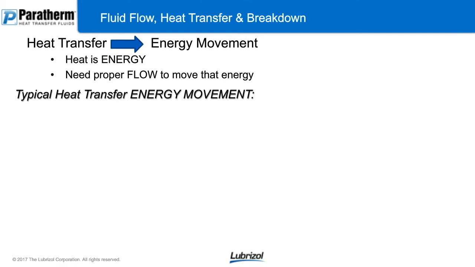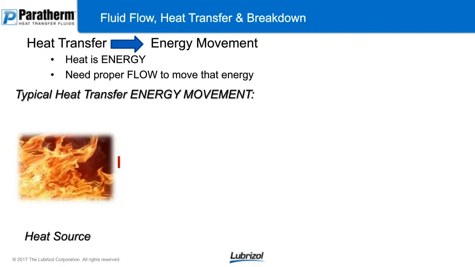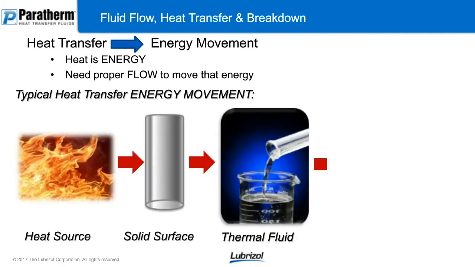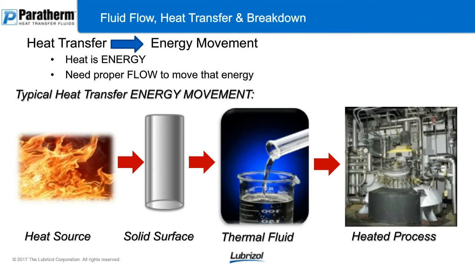So let's take a look at what typical heat transfer energy movement looks like. Okay? You start off with your heat source, your burner, your electric heating elements. Now that energy from that heat source has to make its way through a solid surface. So you're looking at a pipe wall, a jacket, a heated coil, heat exchanger surface. So the energy from your heat has to move across a solid surface. That's going to be moving into your thermal fluid. Now your thermal fluid has to efficiently take that heat energy, hold on to it, and then release it out to your heated process, whatever that may be.